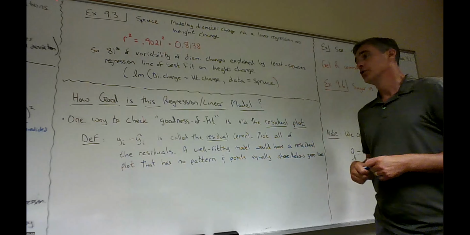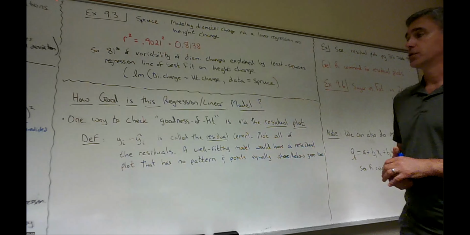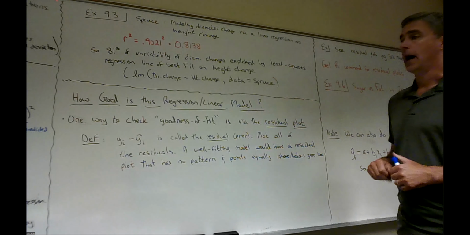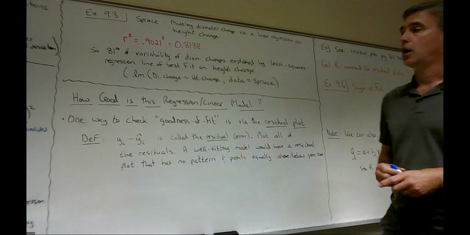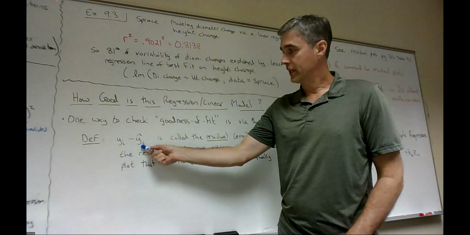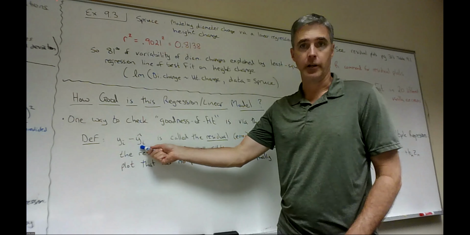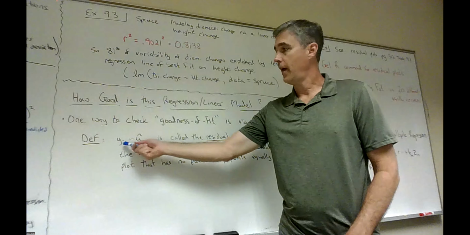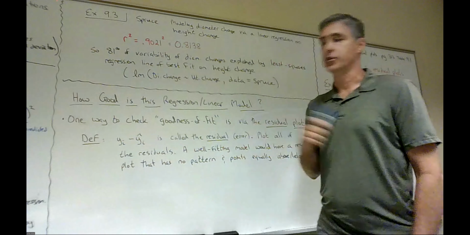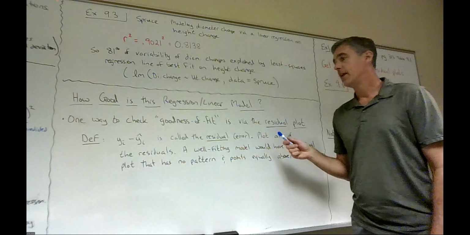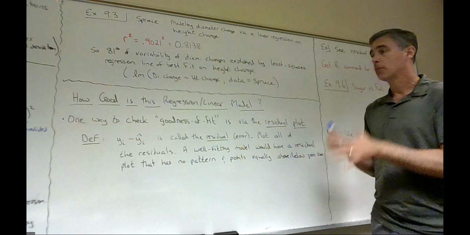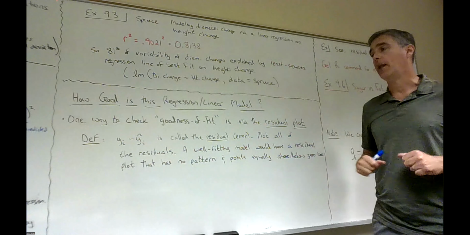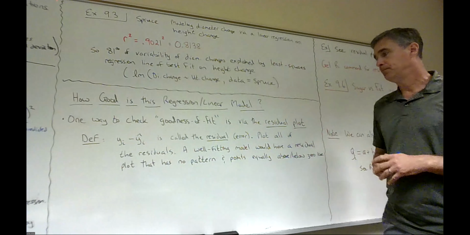Okay. So another way to check this goodness of fit is via a residual plot. Now, a residual, if you recall, is this: if I've got a predicted value of the y's from my linear regression model, I can compare it to the truth, and this difference is called the residual, which is another word for error. And then I could plot all of these residuals on a plot, and that's called a residual plot.